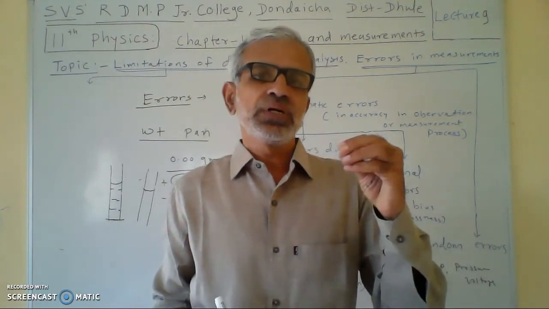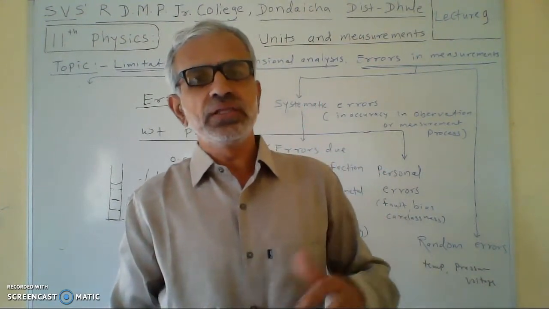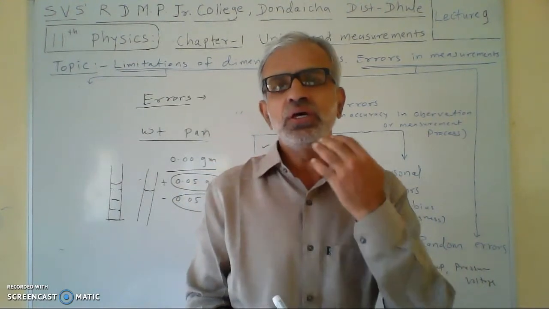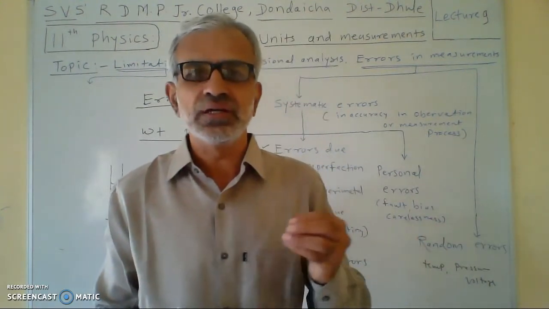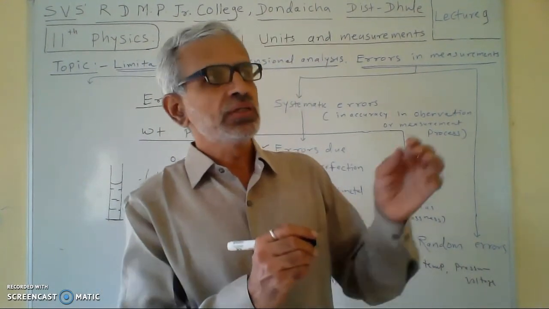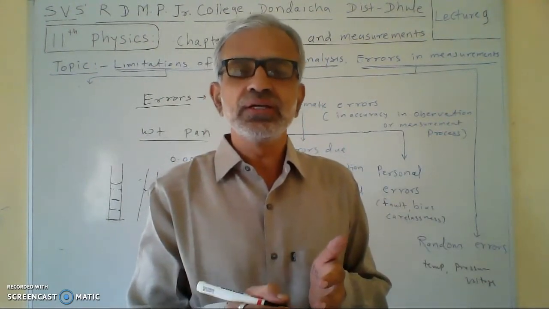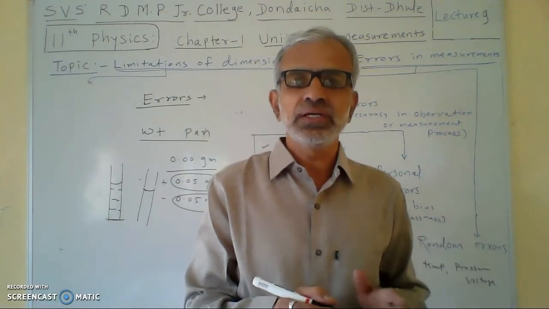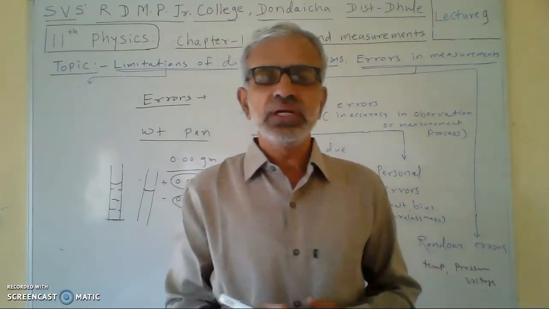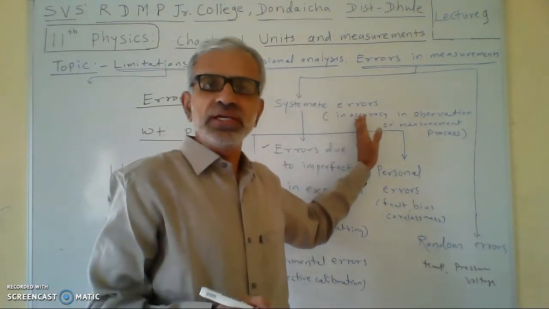If some person or some student doesn't know how to take the readings, or if some student does not take care while taking the reading, or if some student is observing some reading and noting a different reading, that will also be a personal error. So the error which is due to the person is the personal error. All these three types of errors are systematic errors.